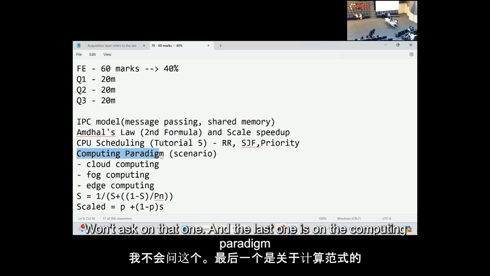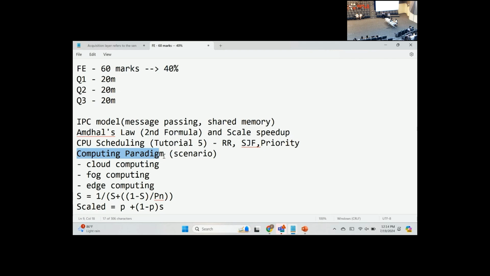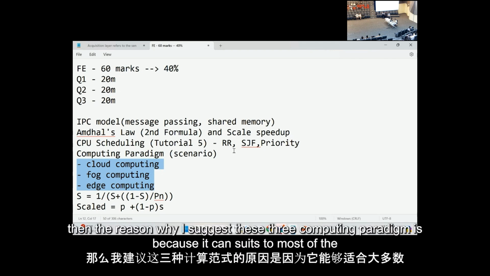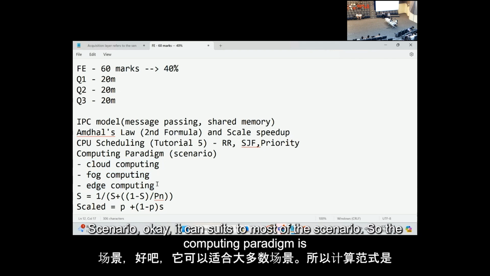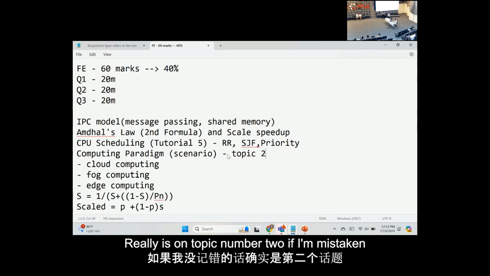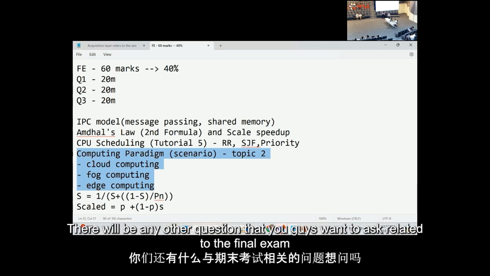The last one is on the computing paradigm. For this question, you'll be given a scenario, and you have to suggest a computing paradigm based on the scenario. I suggest you try to focus on these 3 computing paradigms, because they can suit most of the scenarios. The computing paradigm is on topic number 2, if I'm not mistaken, so please go through that slide.